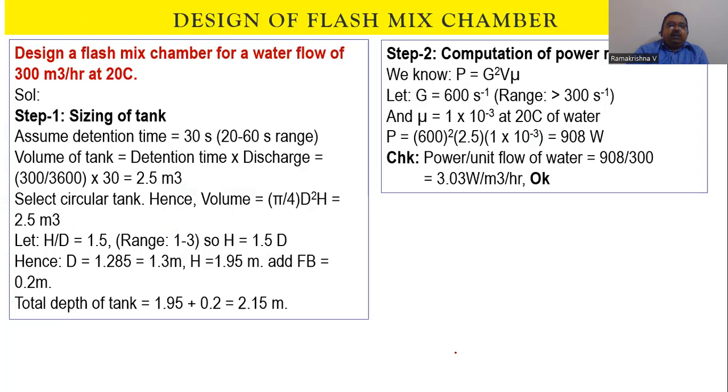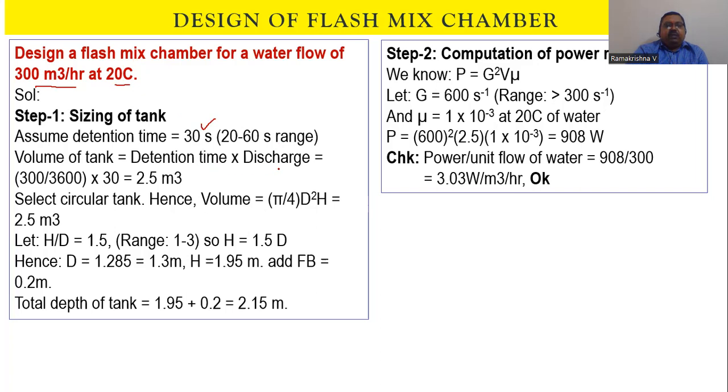Let's quickly take a simple problem here. 300 meter cube per hour of water is to be used in a tank, and you design a flash mix chamber for that. The temperature of the water is 20 centigrade. First of all, we have to go for sizing of the tank. To have a sizing, we need volume. When you need a volume, you need to have the detention time. Discharge is known, time is known, you can calculate the volume.